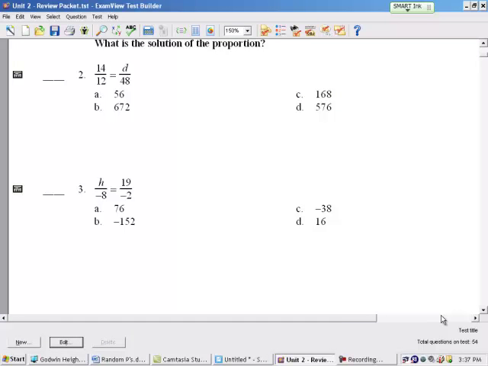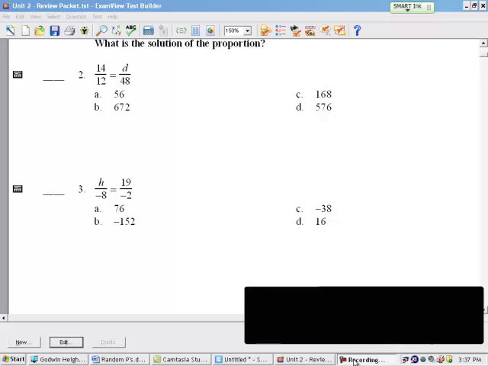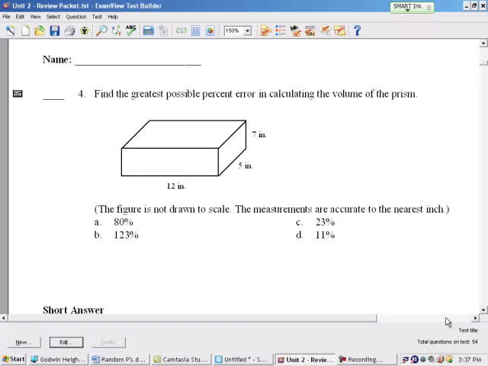Also, number 3 works the exact same way, and I will be giving you an answer key in class. Number 4, I will be talking about this in class as well, but I would like you to skip this problem.